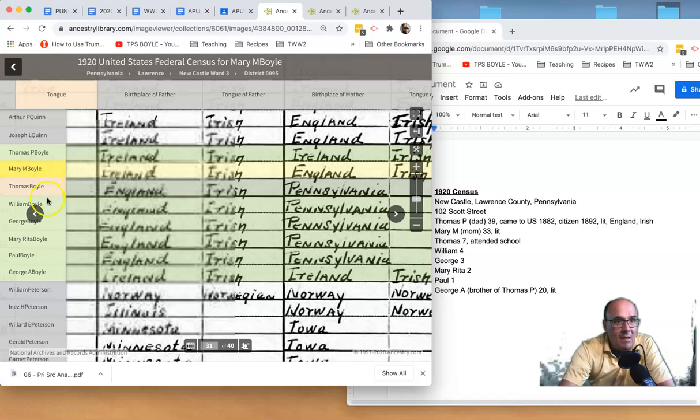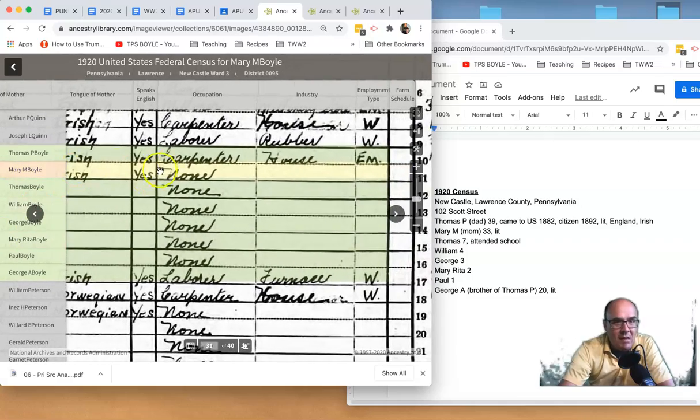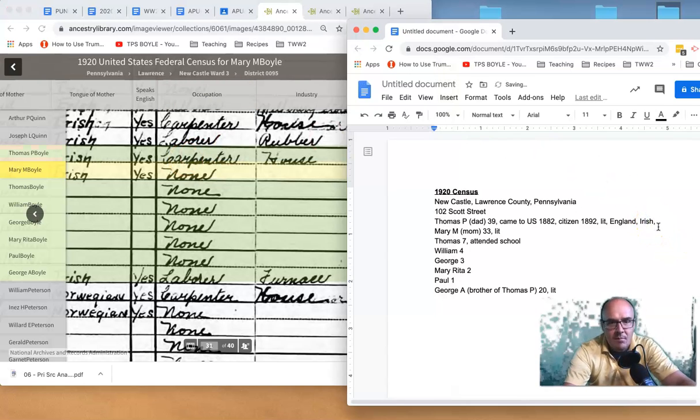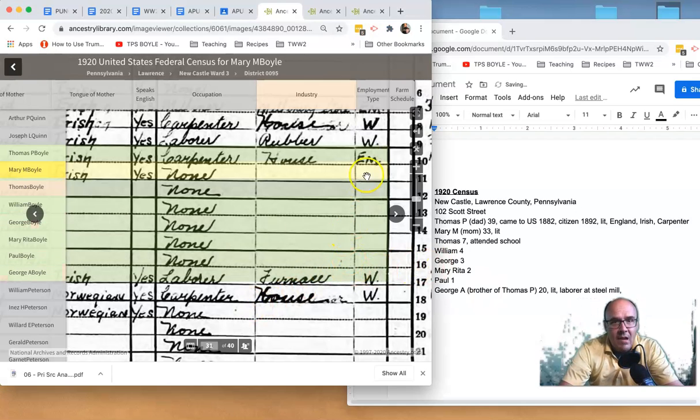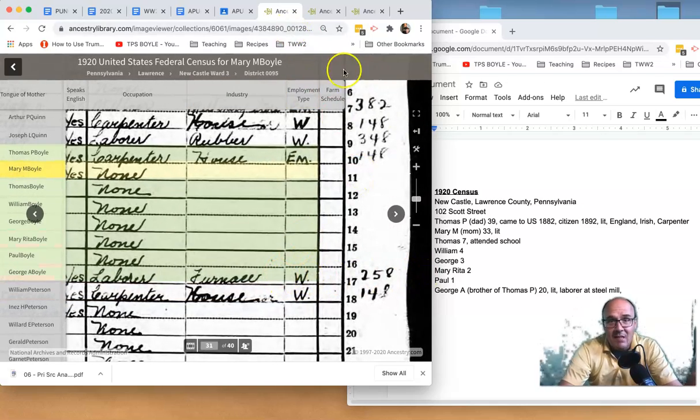And then for all the kids, it's the same, right? It's going to be the same for each of the kids. We find out they all speak English. We find out what the old man's job is. Big Tom is a carpenter. His little brother is a laborer at a furnace. Now, that doesn't mean he works on the furnace in their house. It means he works at a steel mill. Okay, employment type, employed, wage. And that's it. That's all the information we have out of the 1920 census.